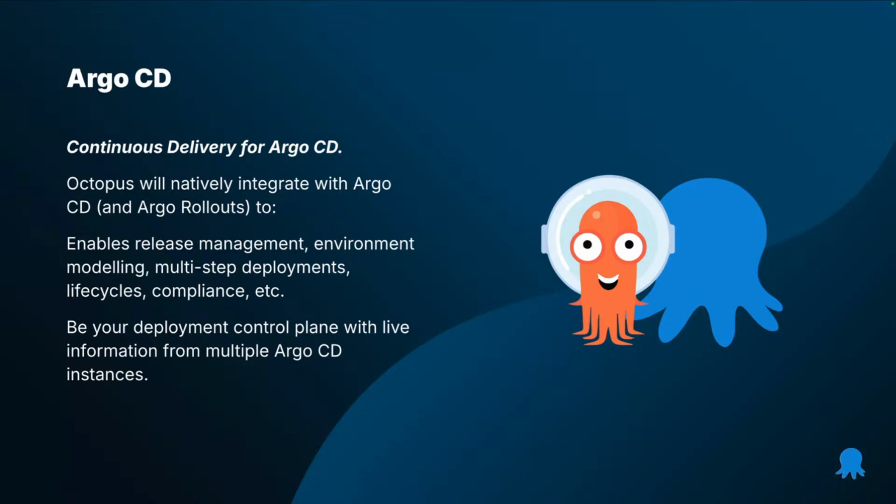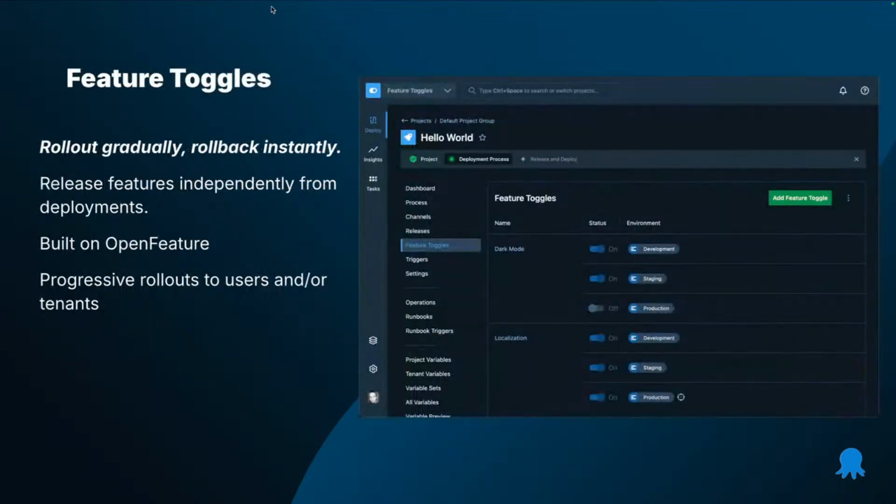We think there's a lot of value to be added by combining the strengths of both these tools. Argo CD brings the GitOps way of working, and Octopus brings its traditional strengths in continuous delivery. Let's pair the two together. So Octopus will be able to deploy to instances managed by Argo CD. The screenshot you see there is real.